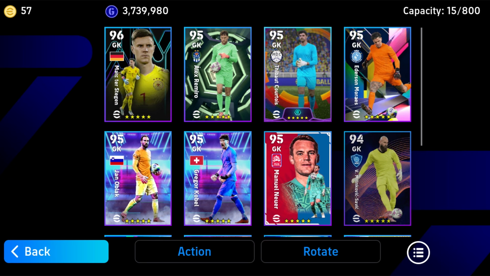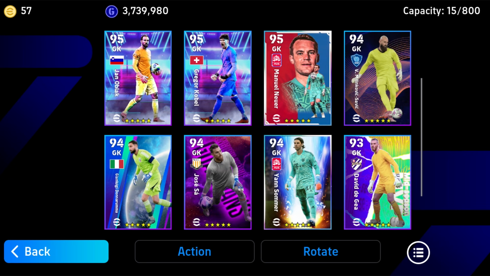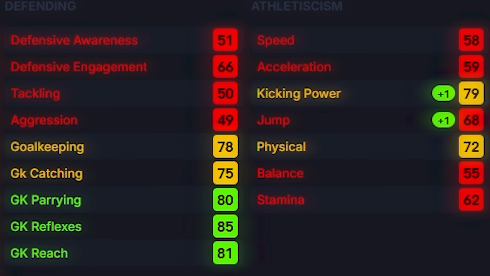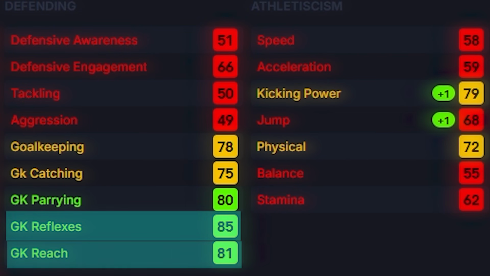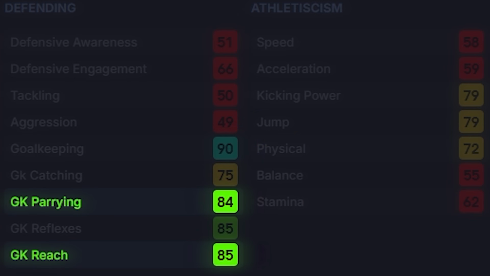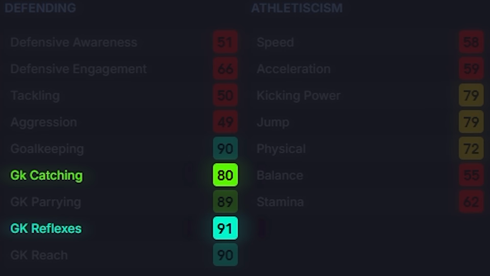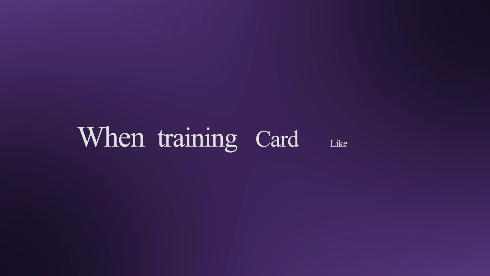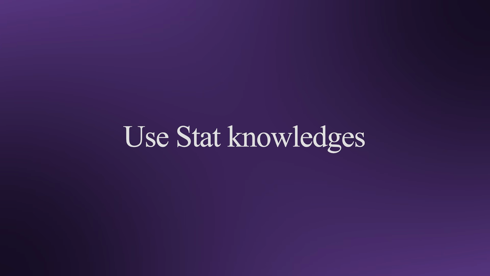Those who don't have any epic goalkeepers and only have highlight cards should train them differently. Best example, if you look at this card's stat difference, you will notice that reflex is 85, reach is lower than reflex at 82, and awareness is much lower at 78. Now if you train this card strictly according to the training ratio, most of the progression points will end up going into awareness, while other stats will receive few points. Because of this, your GK won't get good in-game performance. That's why when training cards like this, use that knowledge.